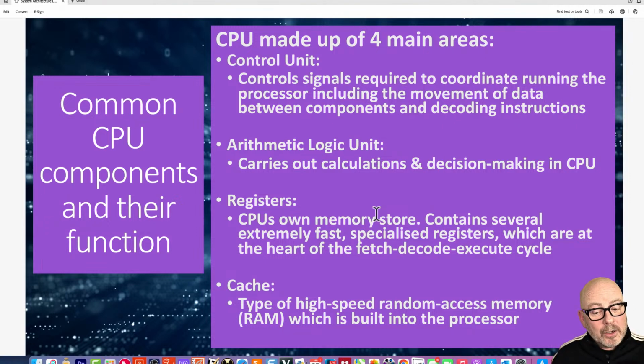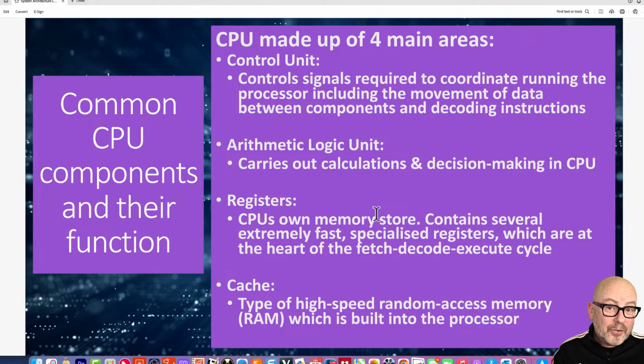But to be precise about that, you want to say something like, it's the control signals required to coordinate the running of the processor. So it sends control signals around the entire system. In terms of marking here, control signals required to coordinate running the processor, 1 mark, including movement of data, 2 marks, and decoding instructions. So you've got 3 different elements in there, okay? It's about moving data around. So this is the boss, don't use the word brain, but this is the boss that's making everything happen.